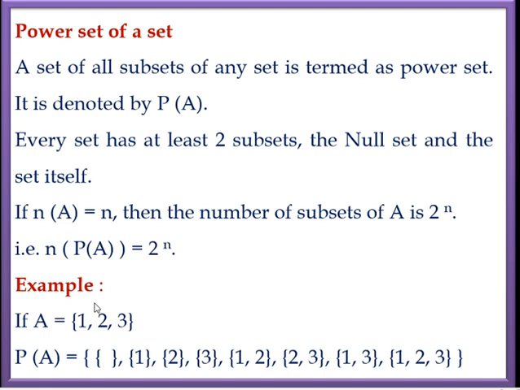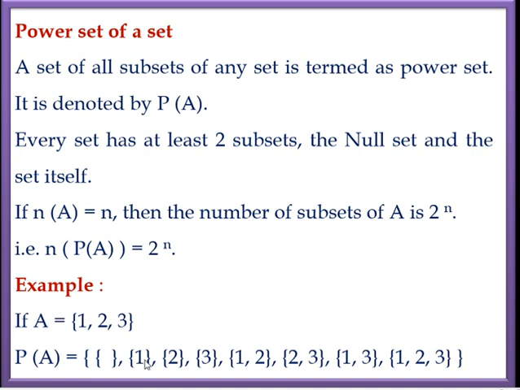Consider the set A, elements are 1, 2, 3. Then what is P(A)? P(A) has the null set, that is an empty set, which is denoted by the Greek alphabet phi. But don't enclose phi in curly brackets, that will mean a singleton set. Okay, so this is the null set, that is, the empty set.